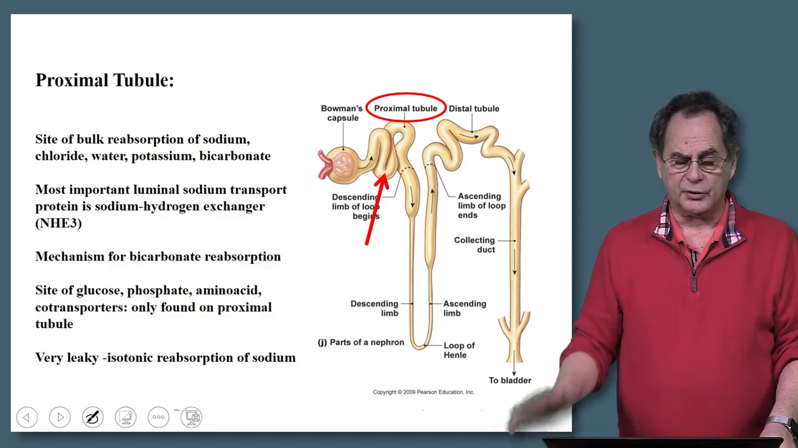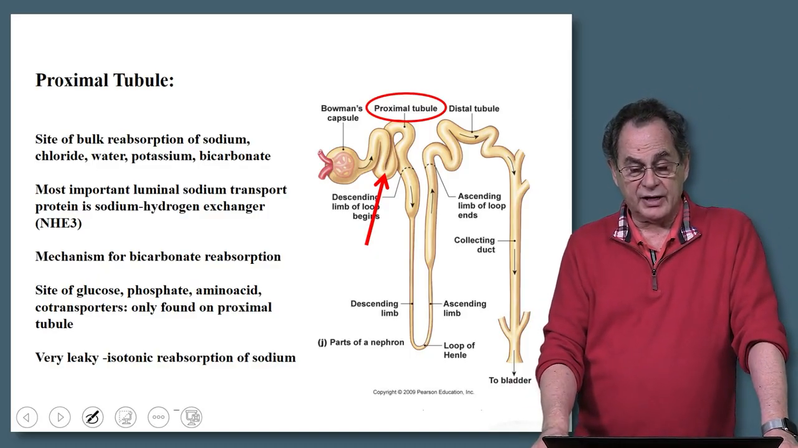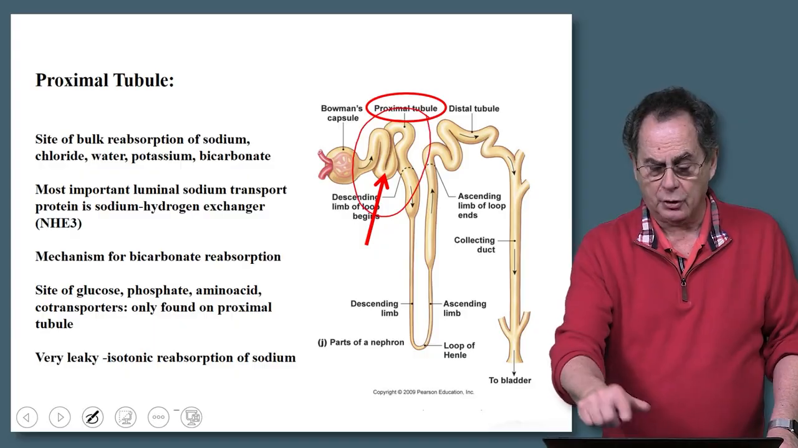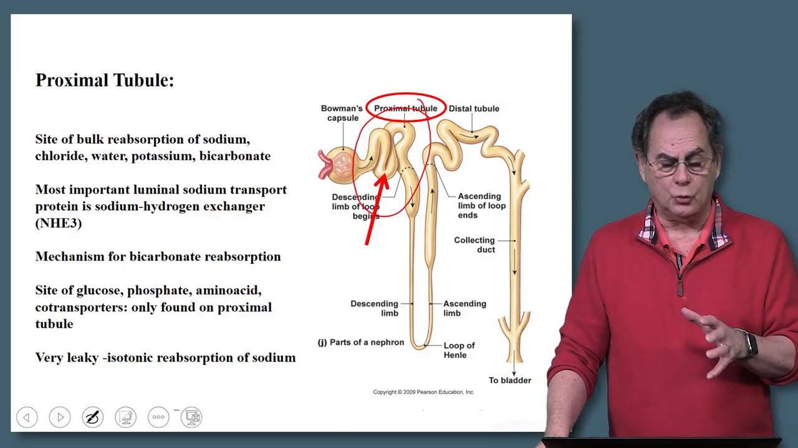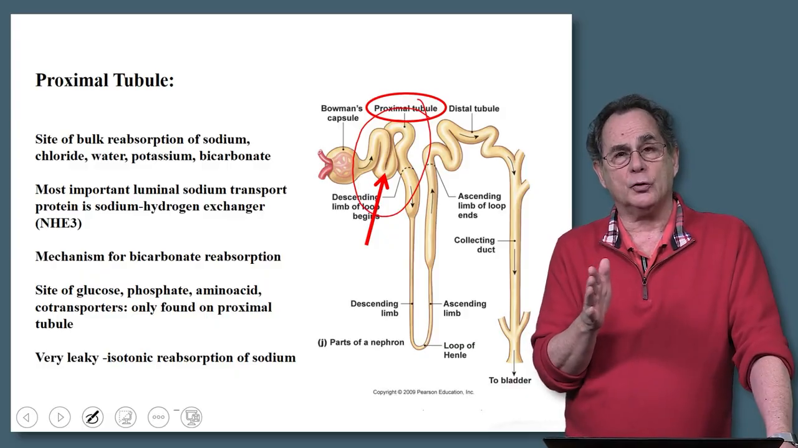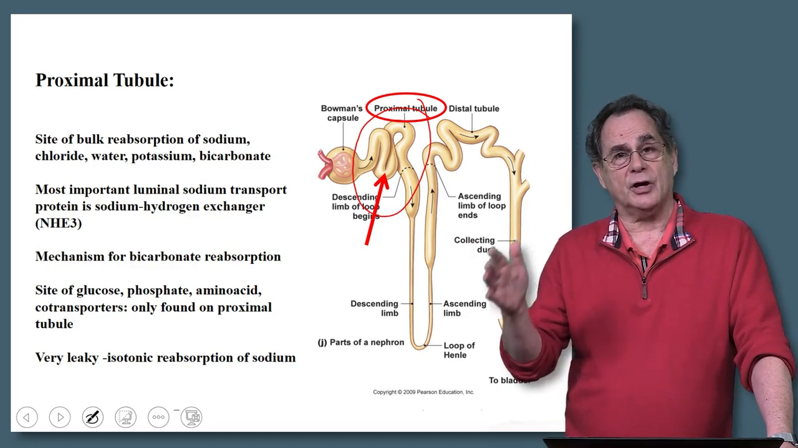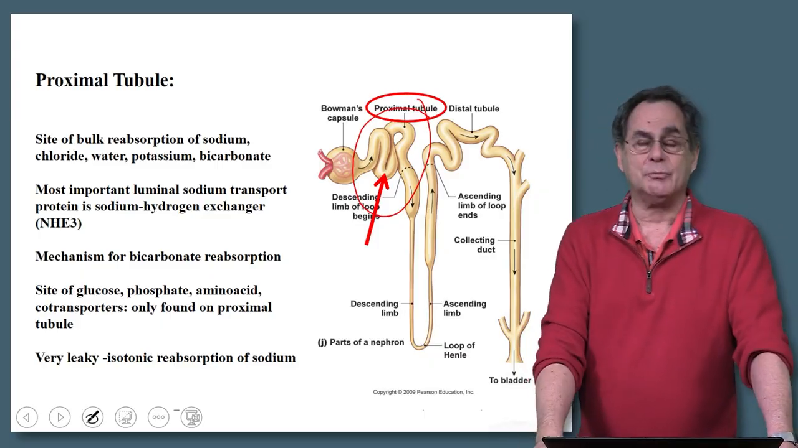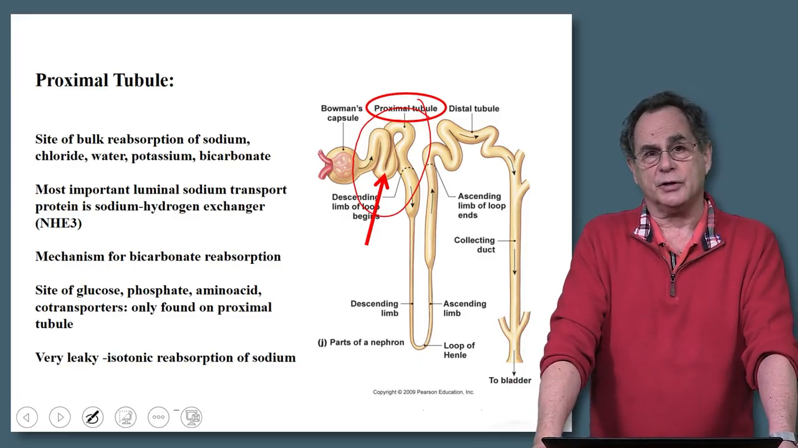Sodium, chloride, water, potassium, and bicarbonate are all reabsorbed in the proximal tubule. Indeed, we'll find out that about 2/3 of all the water reabsorption and sodium reabsorption occurs in the proximal tubule. The most important luminal transport protein that influences sodium reclamation from the lumen, and secondarily influences water movement from the lumen through and between the cells into the interstitium, is the sodium hydrogen exchanger. This time I've labeled it NHE3, for sodium hydrogen exchanger 3, because they're a family of these proteins.